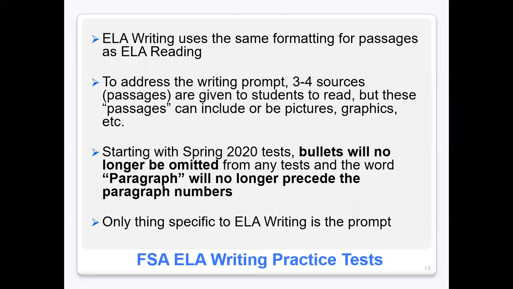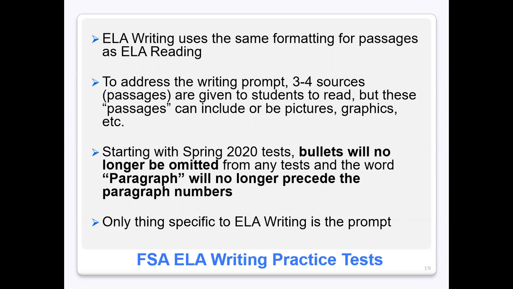The ELA writing uses the same formatting for passages as ELA reading. To address the writing prompt, there are usually three to four sources or passages given to students to read, but the passage itself can be pictures, graphics, whatever. Anything is fair game.